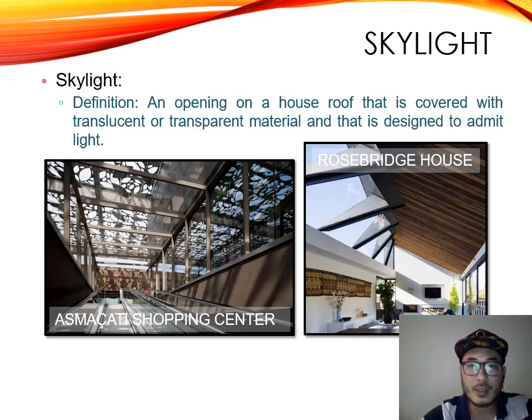Another example here is Rosebridge House, where the skylight is located on the side of the building, giving the house a very interesting light coming into the building at the high ceiling level, so it actually reduces the amount of glare entering the building at human eye level.